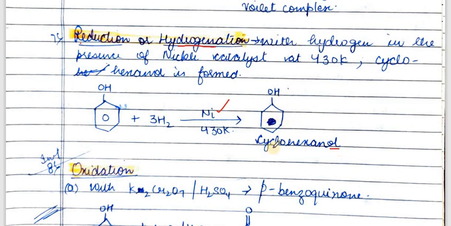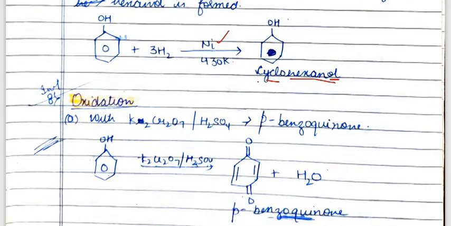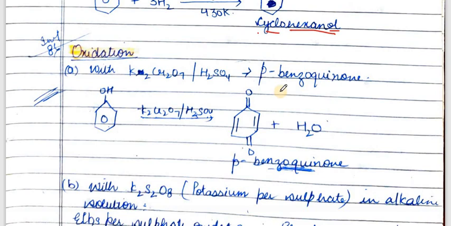It is a ring, so it is cyclo. It is simple 6 carbons in a chain, so it is a hexane. Now an OH group is attached, so E is replaced with OL, so it is cyclohexanol. Now next is the oxidation. Oxidation with potassium dichromate in the presence of sulfuric acid gives parabenzoquinone, that is with potassium dichromate and sulfuric acid we get this compound, this is parabenzoquinone.